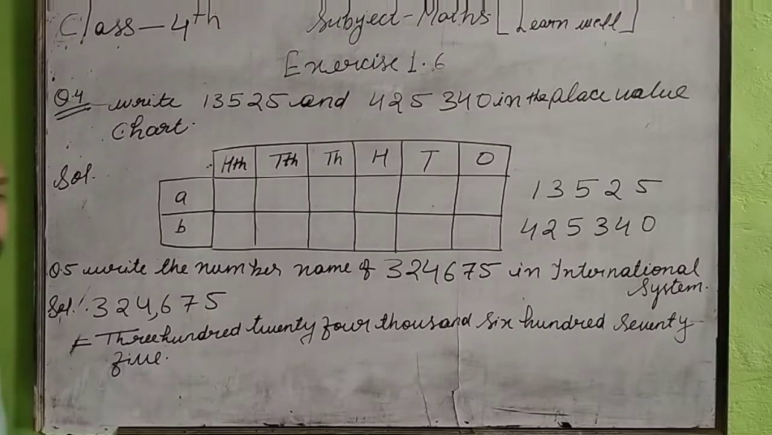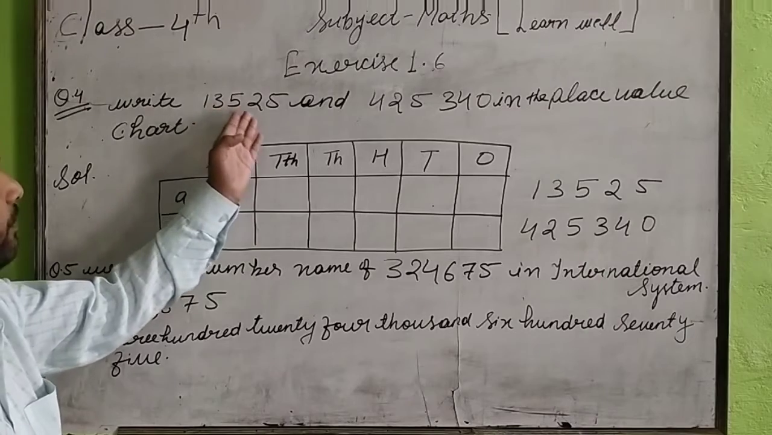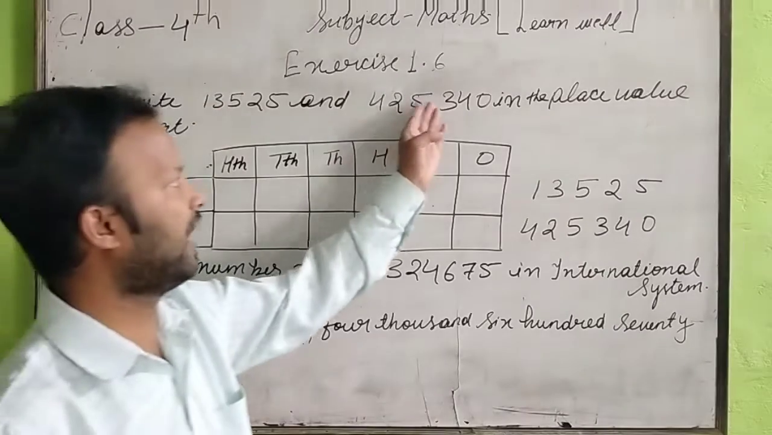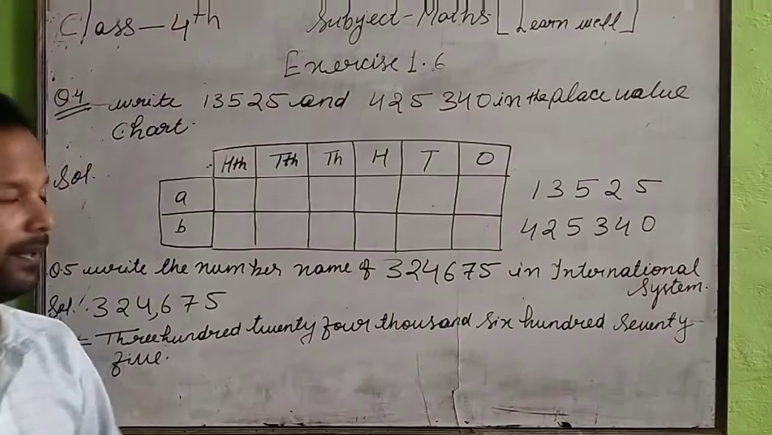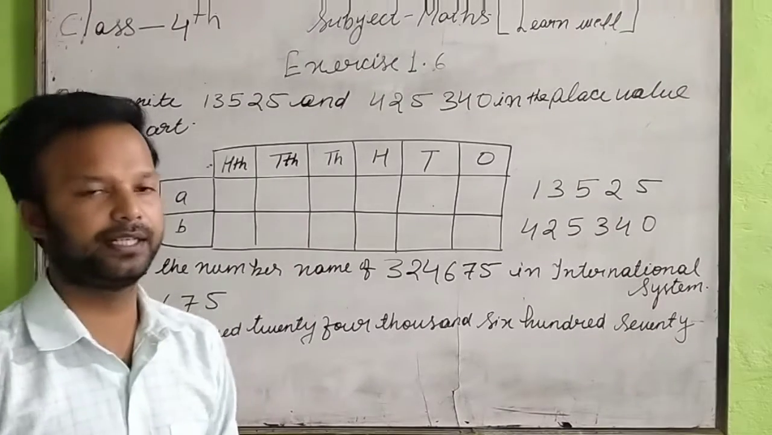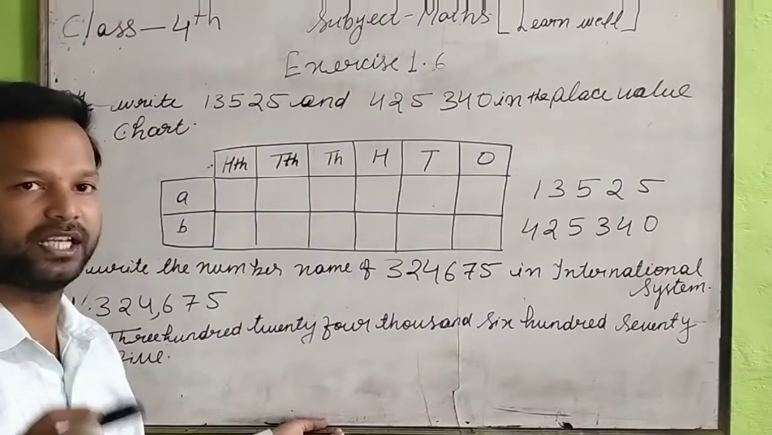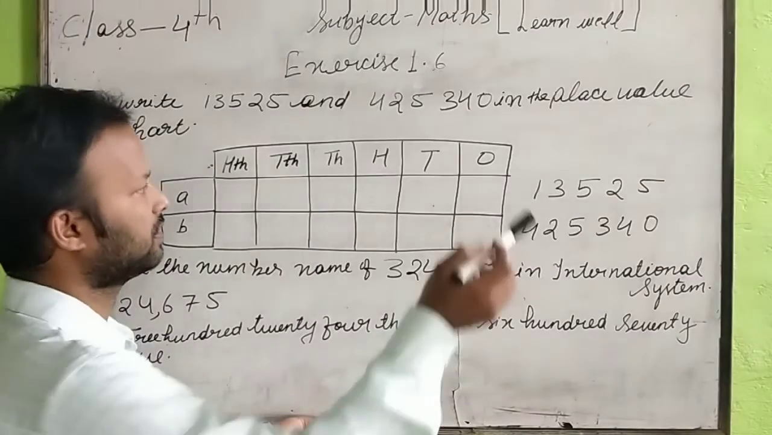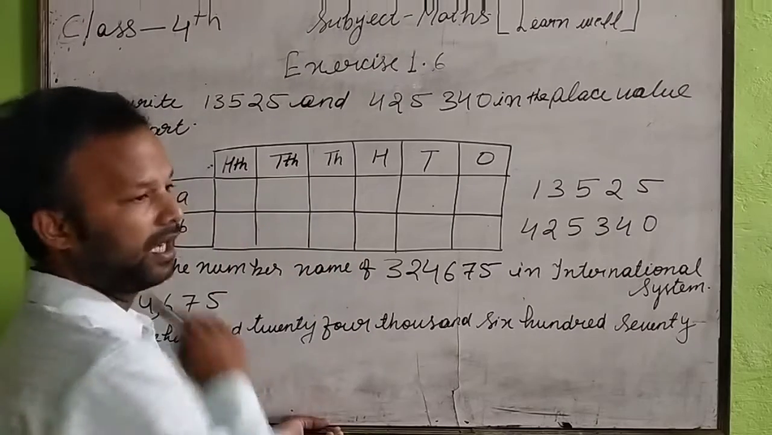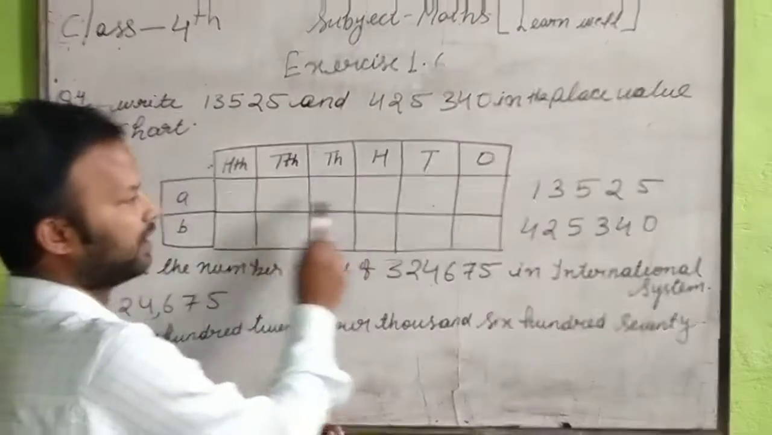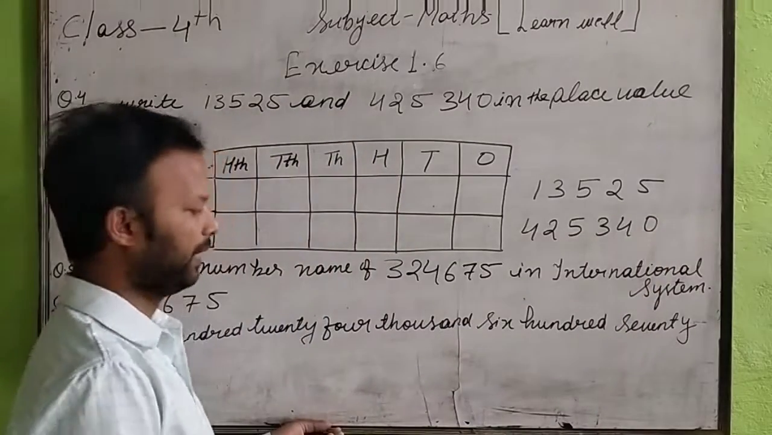Okay students, now the question number 4, here it is: write 13525 and 42534 in the place value chart. We have to arrange in the place value chart according to the international system. So how were we making the place value chart according to the international system? Ones, tens, hundreds, thousands, 10,000, 100,000. Here the first one is, from the back side, we will place the value.